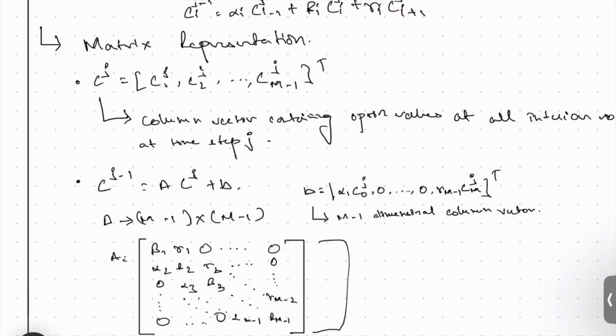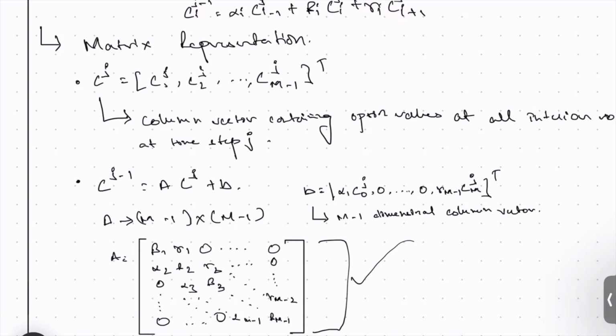The system of update equations for all these interior nodes can be written as a single matrix vector multiplication. C^{j-1} is equal to A C^j plus B, where A is an (M minus 1) by (M minus 1) tridiagonal matrix, whose entries are coefficients derived from above. This tridiagonal matrix looks somewhat like this.